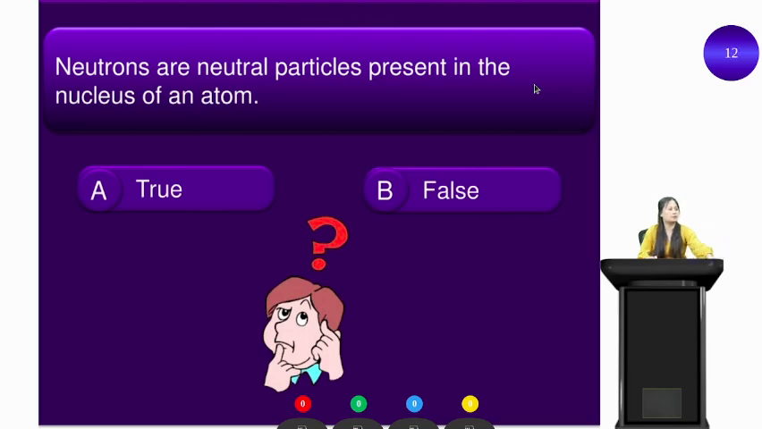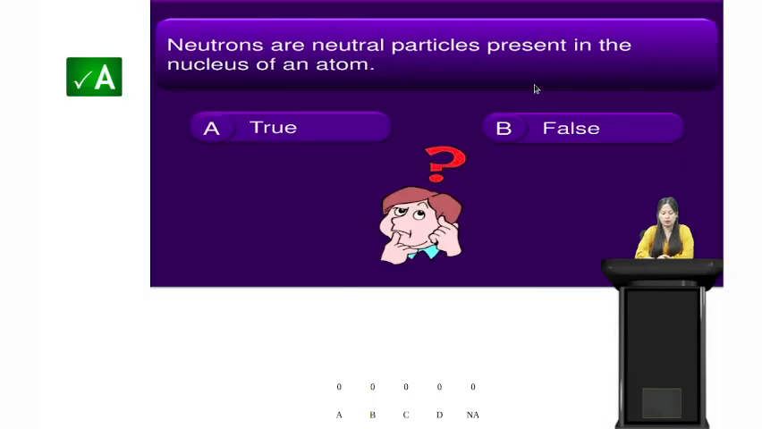Yes students. Neutrons are neutral particles present in the nucleus. True or false? Option A is true, option B is false. Alright students, your time is up, and yes, very good, the correct answer is option A, that is true. Neutrons are neutral particles present in the nucleus of an atom.